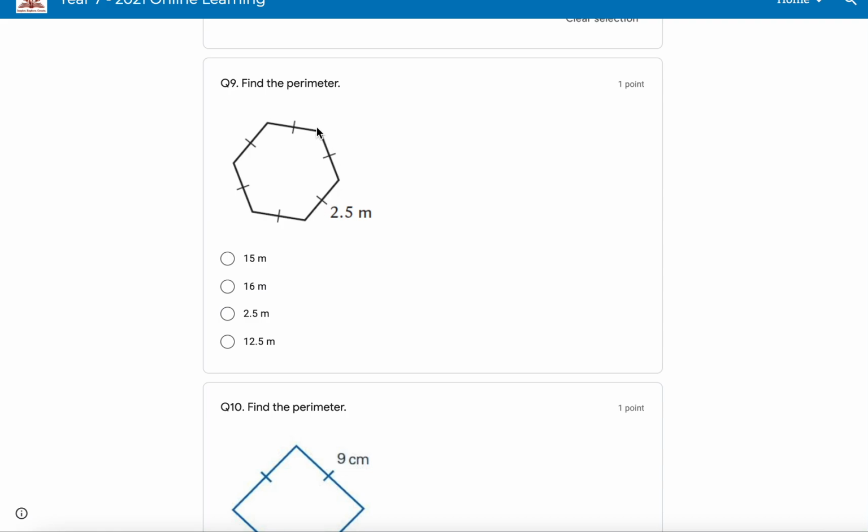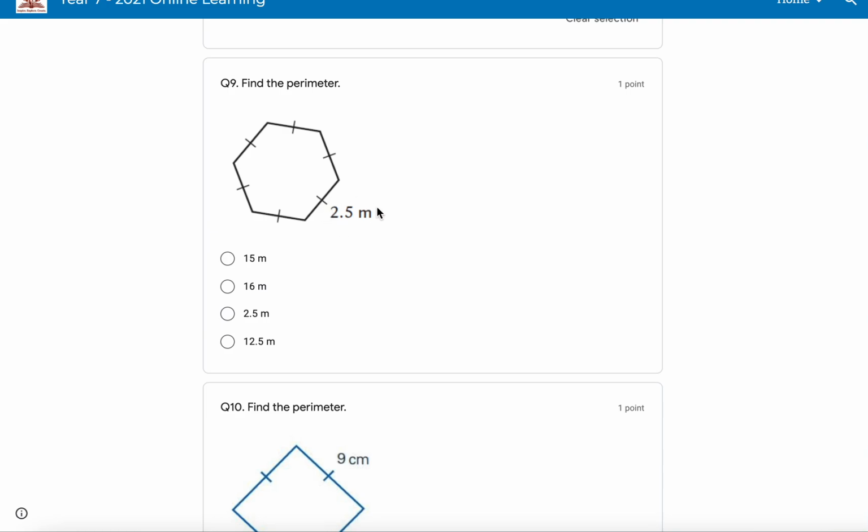Okay, now here, what sort of shape is this? We've got 1, 2, 3, 4, 5, 6 sides. So this is a hexagon with 6 sides, and you can see that they're equal sides. It's a regular hexagon. So that means that all of these sides are going to be 2.5 meters.